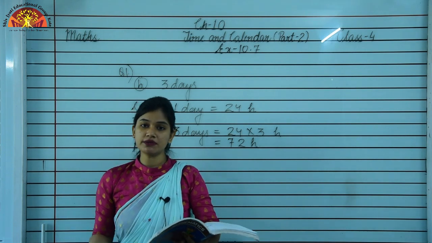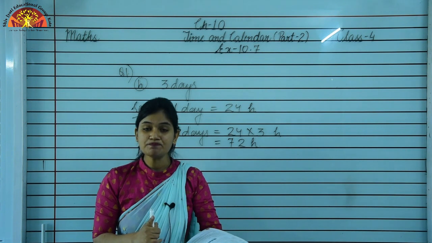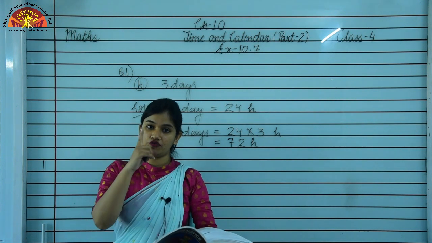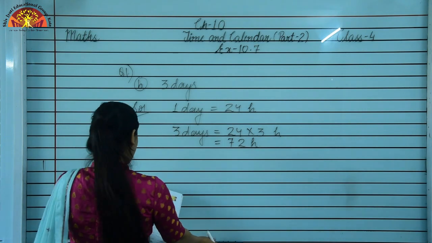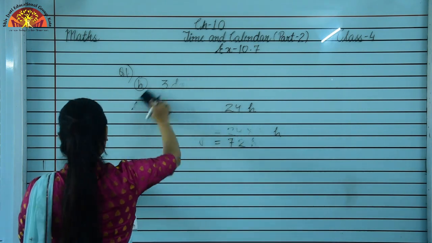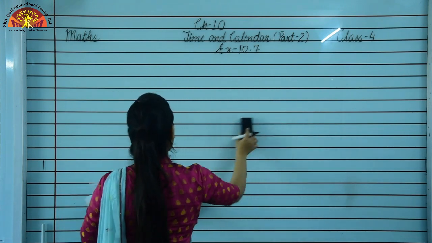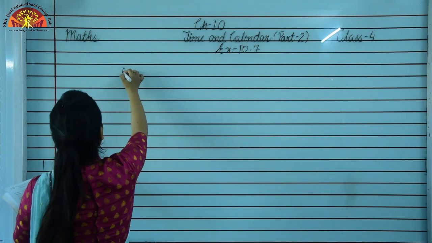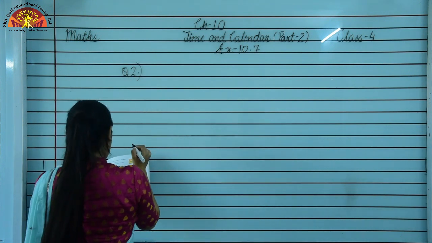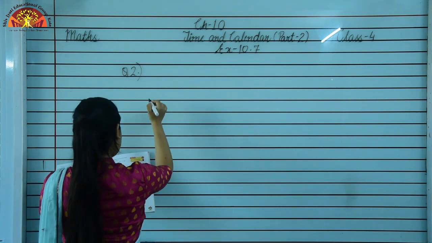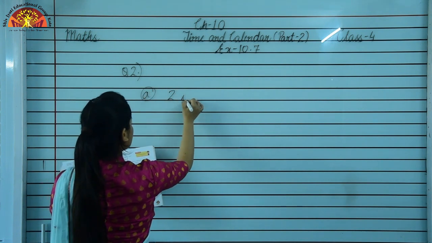Now to convert years to months, it means for 1 year you have to see first of all how many months are there in 1 year. So 1 year is equals to 12 months. So now in question number 2, to convert years to months, you have to multiply it by 12. Question 2 is convert the years to months, and I am taking A part of this question, that is 2 years.